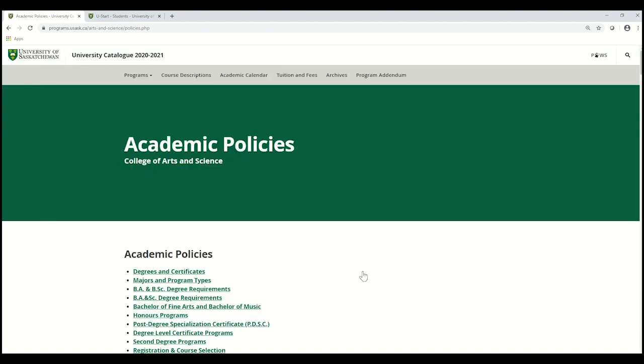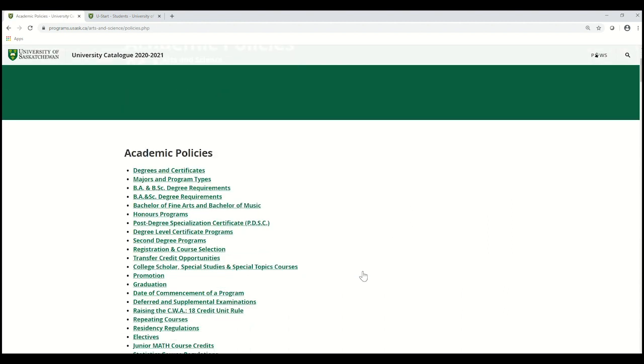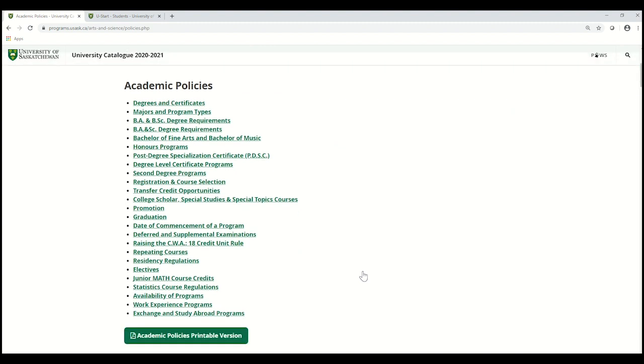Let's click on policies for a second. This is where you're going to find all of the academic policies that are going to be relevant to you. And it's important to know that these exist. I won't go through all of them, but if you have a question, it might be answered by just looking at the academic policies page.